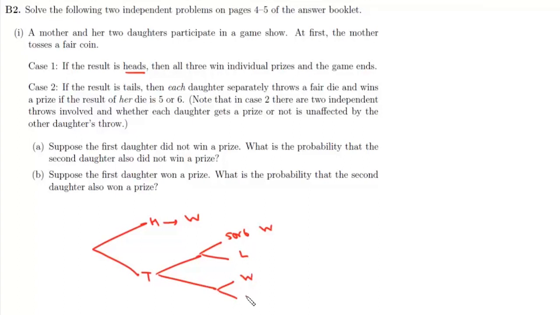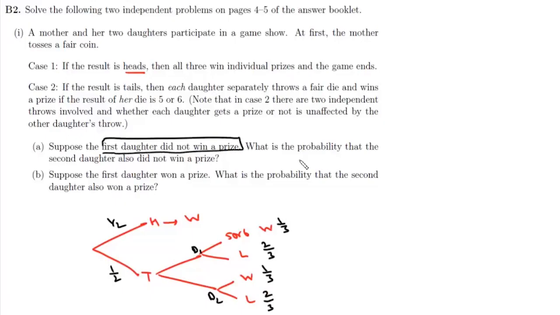So for both of them, we'll have these conditions. Getting a head is 1 by 2. Getting a tail, probability is 1 by 2. Daughter 1 winning, her probability is 1 by 3, losing is 2 by 3. And the same way for the second daughter, it will be 1 by 3 winning and 2 by 3 losing. Now the first question is, suppose the first daughter did not win a prize, then what is the probability that the second daughter also did not win a prize? So we need to find this conditional probability that the second daughter did not win a prize when the first one did not win.